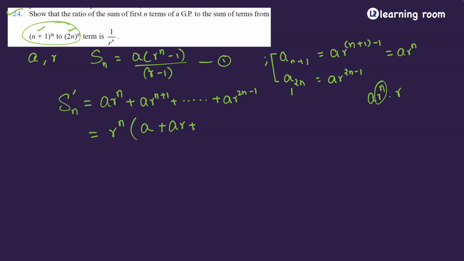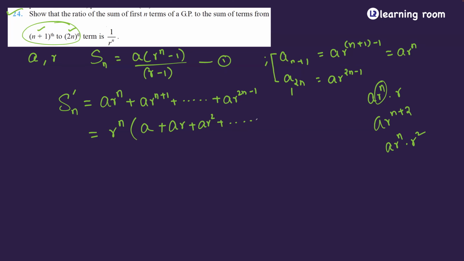So what will be the next term? AR power n plus 2. So you can write it as AR power n into R square. So AR power n into R square. What is it that I've taken out? R power n is taken out. So what will be the next term?